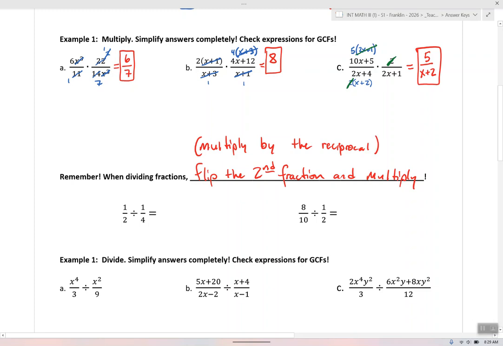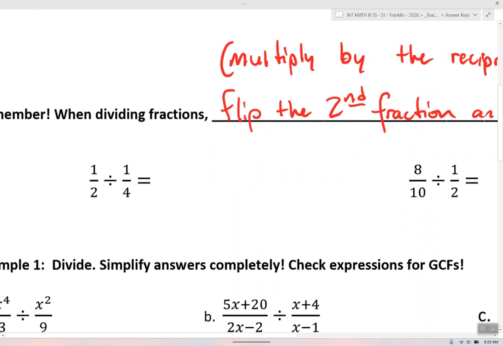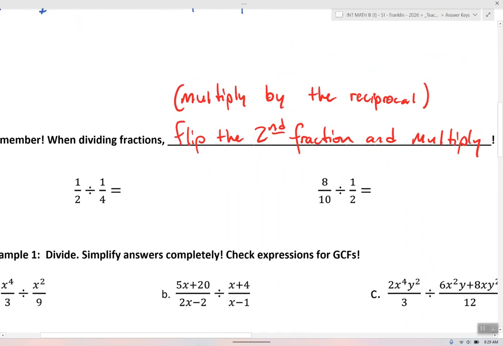All right, so we're going to flip that second one. So we have 1/2 divided by 1/4. So to divide by a fraction, we flip it and multiply. So we're going to do 1/2 times 4/1.